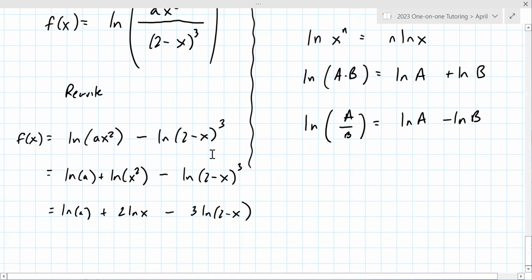Okay, but there's a little bit more here. I didn't say this from the beginning, but a is a constant. So you gotta be careful, because the natural log of a, what's the derivative of a constant? 0. And the natural log of a is a constant. Pick your constant. Natural log of 5 is a number. So the derivative of this, when you're finally ready to do it, is 0 plus 2 over x minus 3 over 2 minus x, and then chain rule, derivative of the inside is -1.